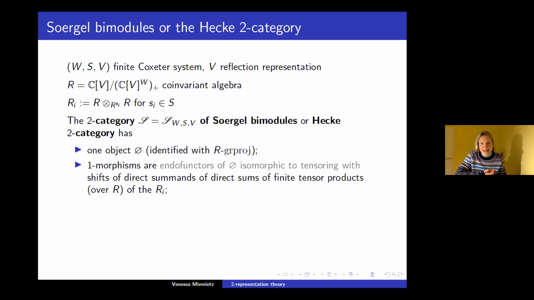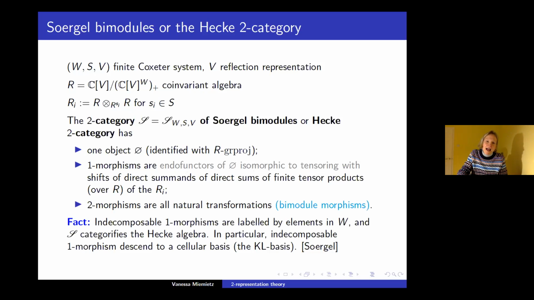I've written endofunctors isomorphic to that because I want to make things strict. Because if I just take the bimodules, I just get a bicategory. It's just a bit nicer to work with the 2-category, but the gray bit you can happily ignore. And 2-morphisms are just natural transformations of these endofunctors, which is the same thing as bimodule morphisms between those Soergel bimodules.